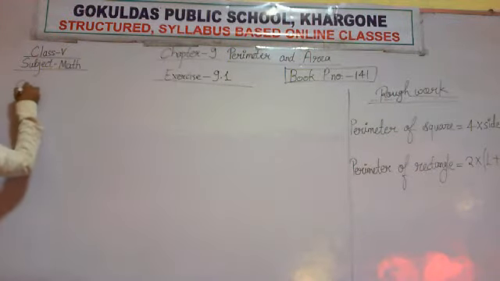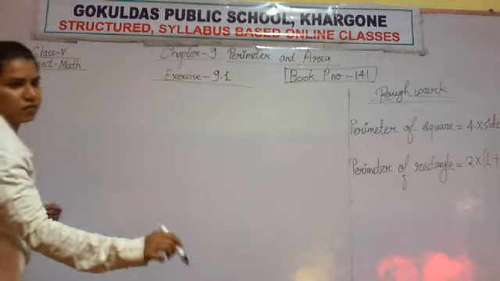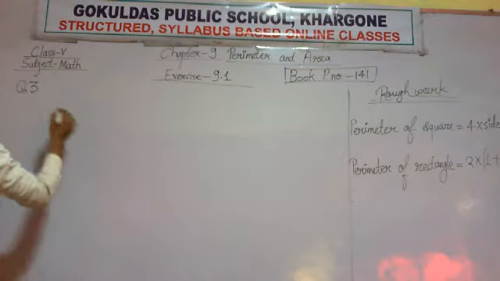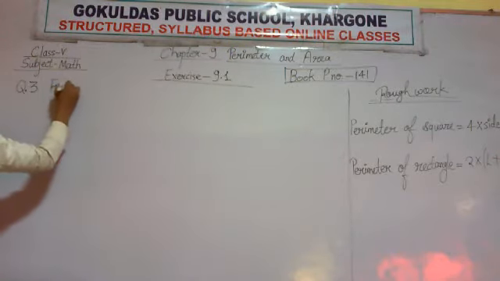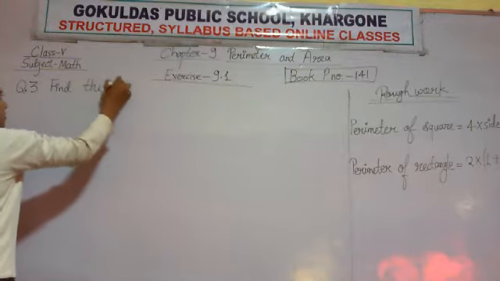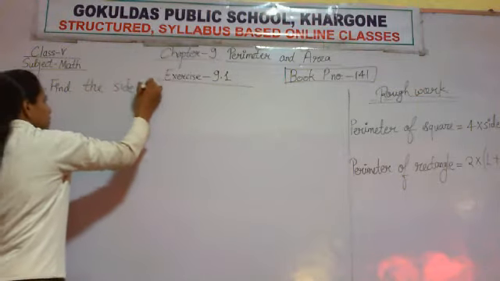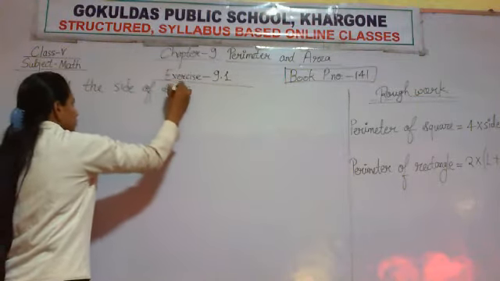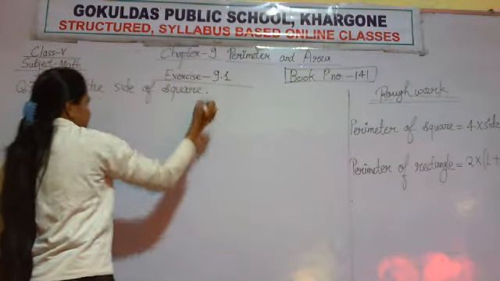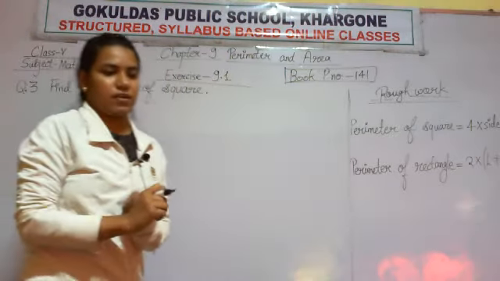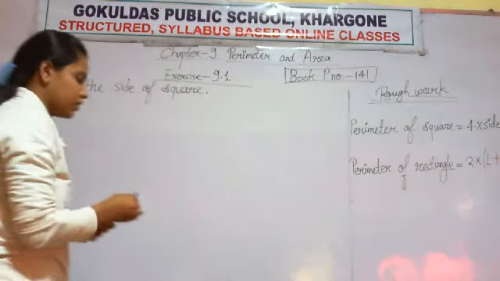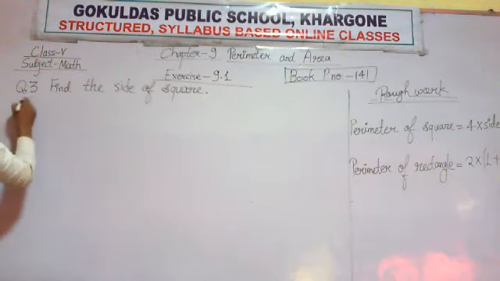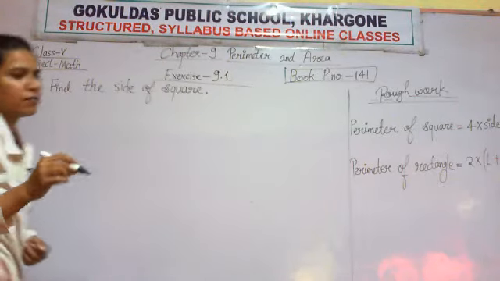Question number 3 we are performing here. Question number 3 is find the side of a square when perimeters are given. So question number A, let us see how to do question number A.